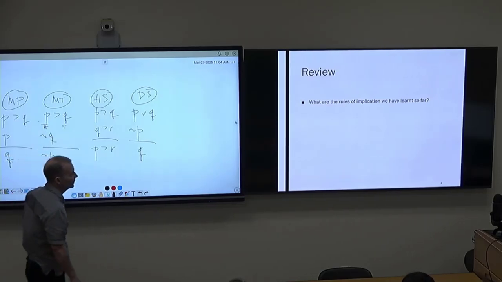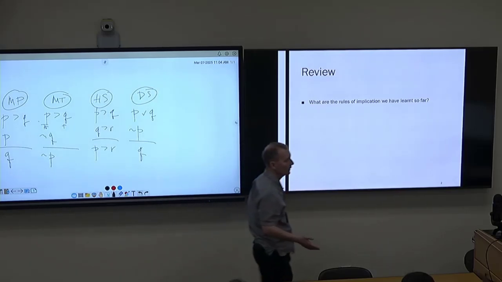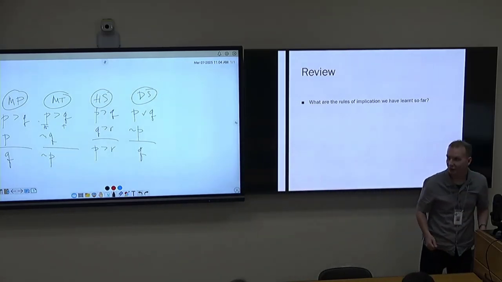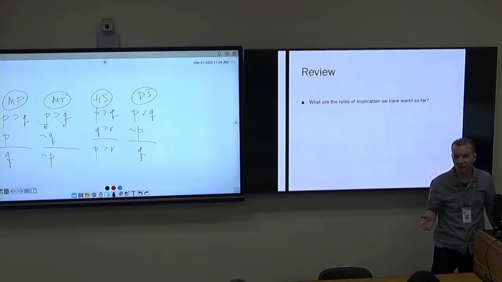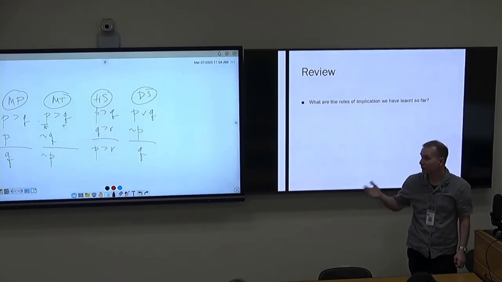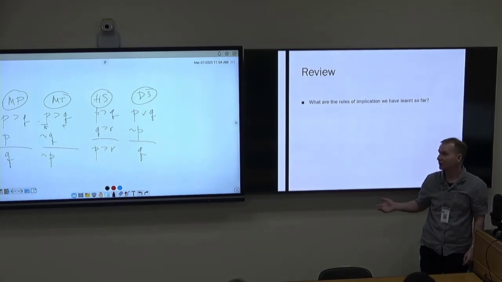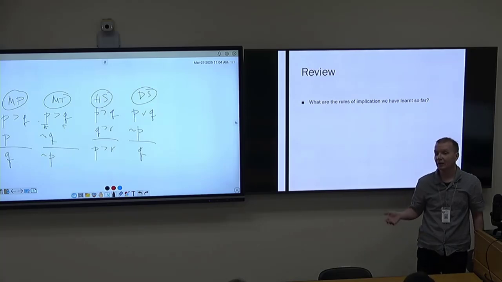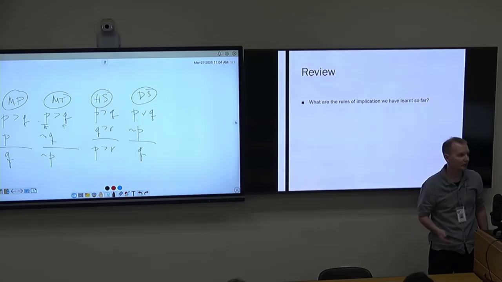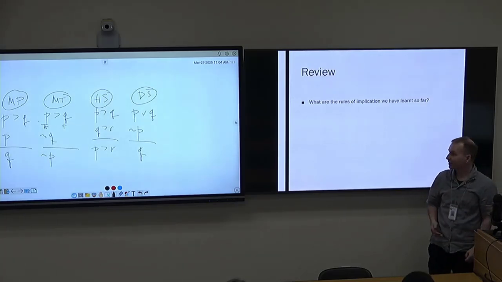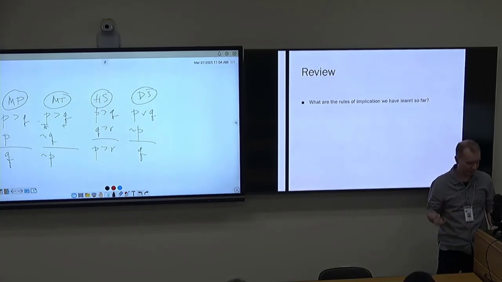So in this case, there's only one possibility to deny them, and there's only one possibility to affirm. You can affirm the antecedent, and you can deny the consequent. You cannot affirm the consequent, and you cannot deny the antecedent. Those are two fallacies. Okay, so these are the four rules, which hopefully you guys already have some idea about.